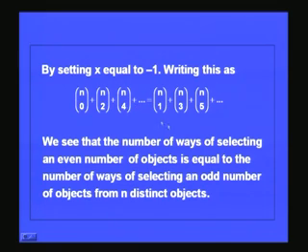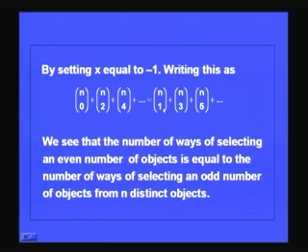We see that the number of ways of selecting an even number of objects is equal to the number of ways of selecting an odd number of objects from n distinct objects. The left hand side is equal to the right hand side. So, the number of ways of selecting an even number of objects from n objects is equal to the number of ways of selecting an odd number of objects from n objects. This also you are able to get from the generating function idea.